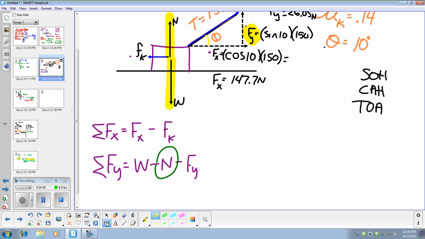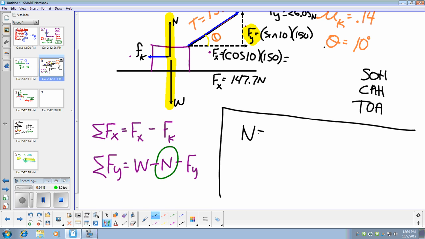Let's clear ourselves a little spot. Let's make sure we have the highlighter turned off, turn the pen back on. Let's write some stuff right here. That normal value is going to be equal to the weight minus the force in the y direction, because normally the normal force and the weight would be equal to one another, but because we have this y component for the force applied, we're going to subtract that out.